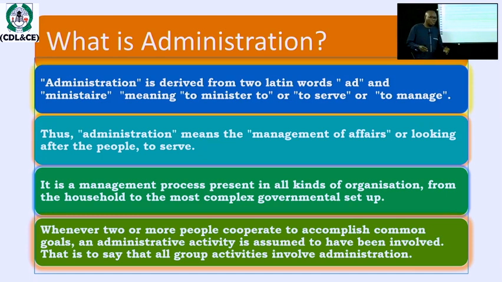So when two or three people, like we say, cooperate together, they want to accomplish a task, there is an element of administration. So first of all, understand that we have administration before public administration. So now that you have understood what administration is, to serve, to manage, to administer the affairs of people, let us go to the next concept, public administration.